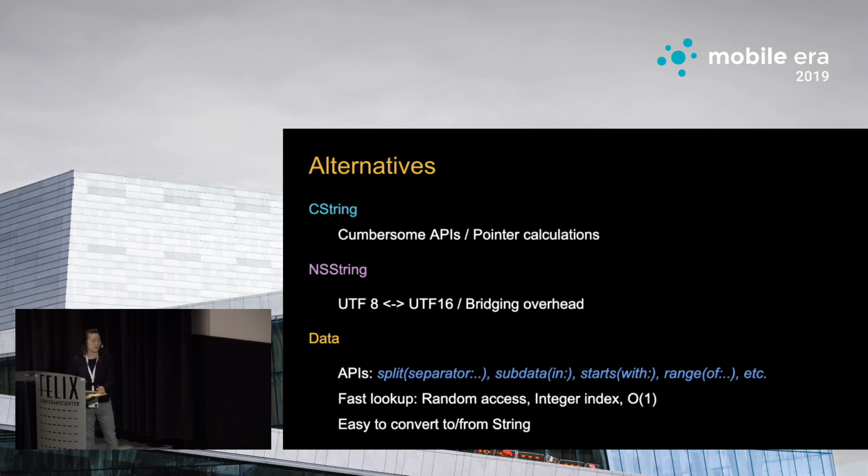We then looked at using Data. Unlike C-strings, the APIs are easy to use. We didn't have to calculate pointers or perform bit shifts by hand. Data also conforms to the collection protocol, so we could use functions like split, subdata, starts with, range of data, and so on. And because it supports random access, lookup is fast, and we could use integer indices. And it's easy to convert to and from string, which is very useful. So we could perform all the expensive computations on Data first, and then convert to Swift string at the very end.